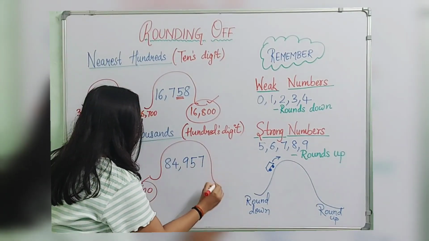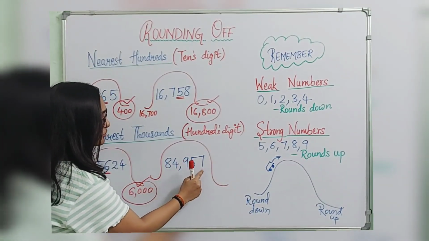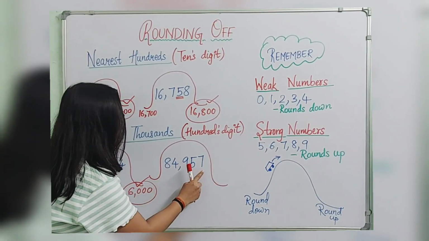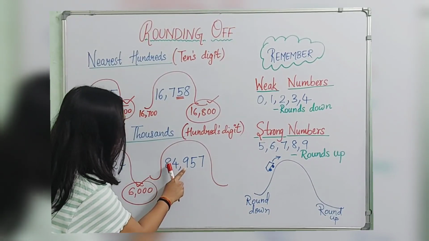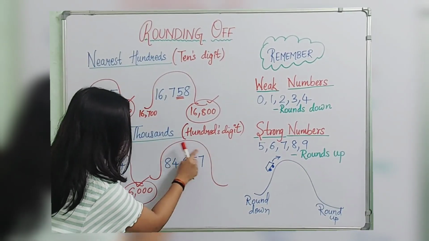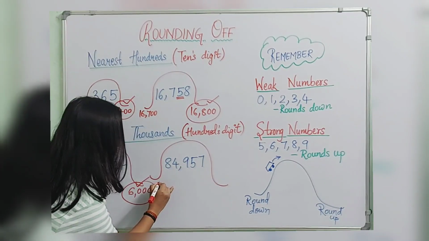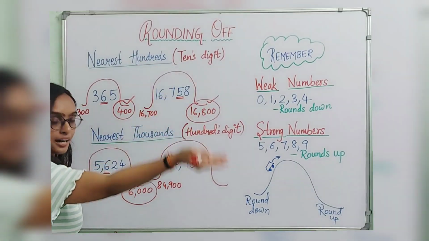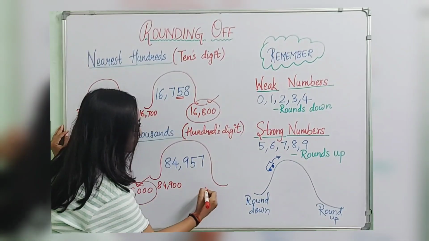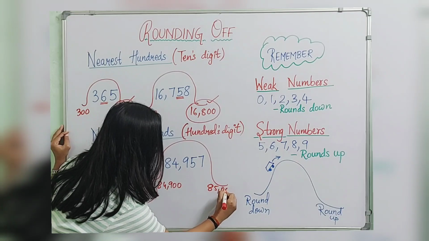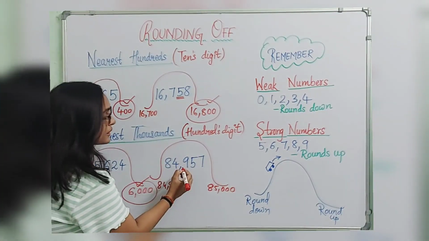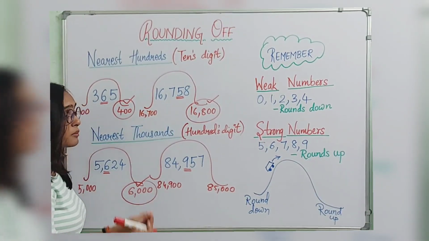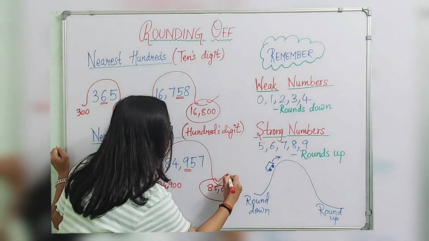Now the second question: 84,957. We have to check the hundreds digit and where the number lies. This number is between 84,000 and 85,000. Now I will check the hundreds digit. The hundreds digit is 9, which is again a strong number. So it will be rounded up to 85,000.